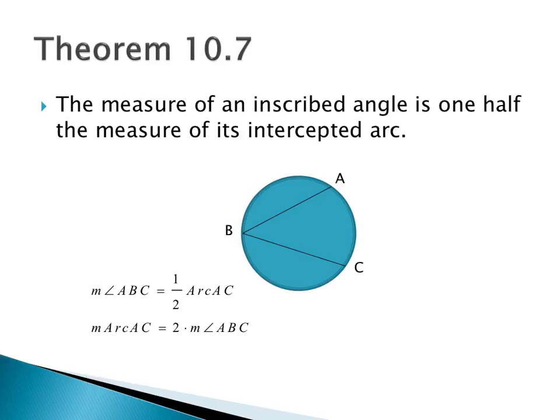Theorem 10.7 says the measure of an inscribed angle is 1/2 the measure of its intercepted arc. So where a central angle is equal to the arc, the inscribed is half. It's further away from the arc, so it should make sense that it's smaller, right? If I drew a central angle that had the same point on the edge of the angle, that is closer to the arc, making those sides of the angle spread further apart. So if I pull it back, it should make sense, hopefully, that it's smaller than the central angle. It's exactly half the arc.